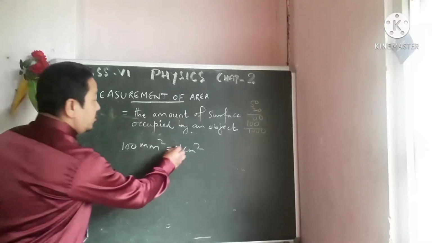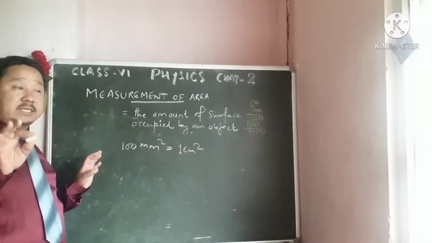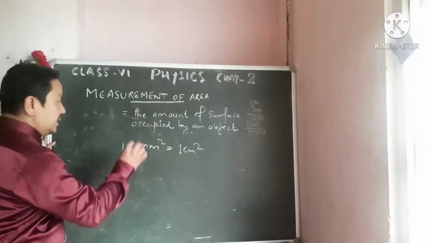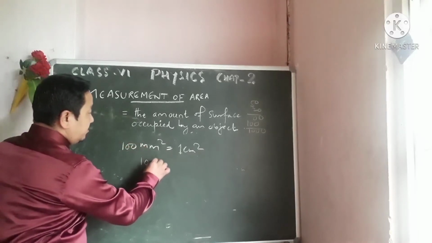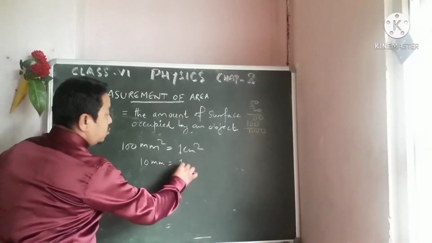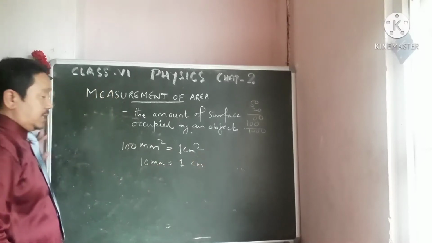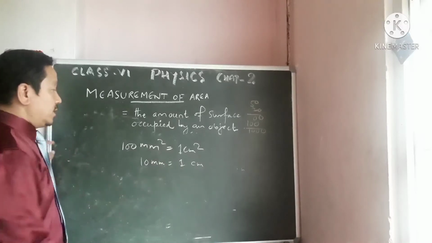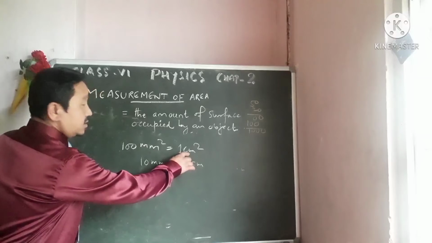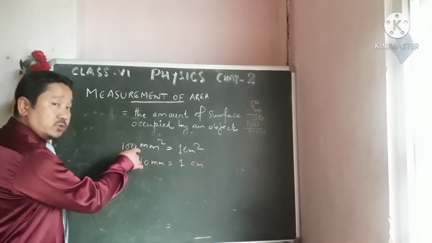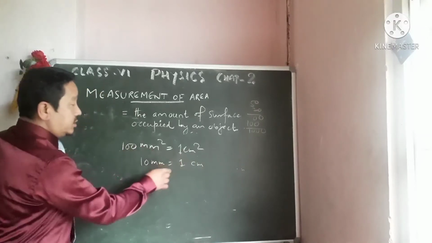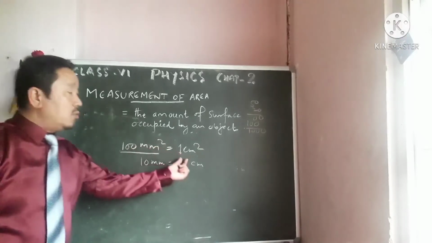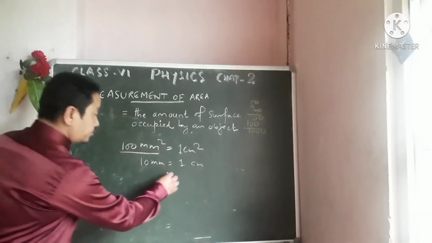I can tell you how it is. I have already discussed the relation in the class also. Suppose it is like this. 10 millimeter make 1 centimeter. So here you have to convert it. This square centimeter has to be converted into square millimeter. So how do you do it? How do you find that 100 square millimeter equal 1 square centimeter? To tell you, see here.